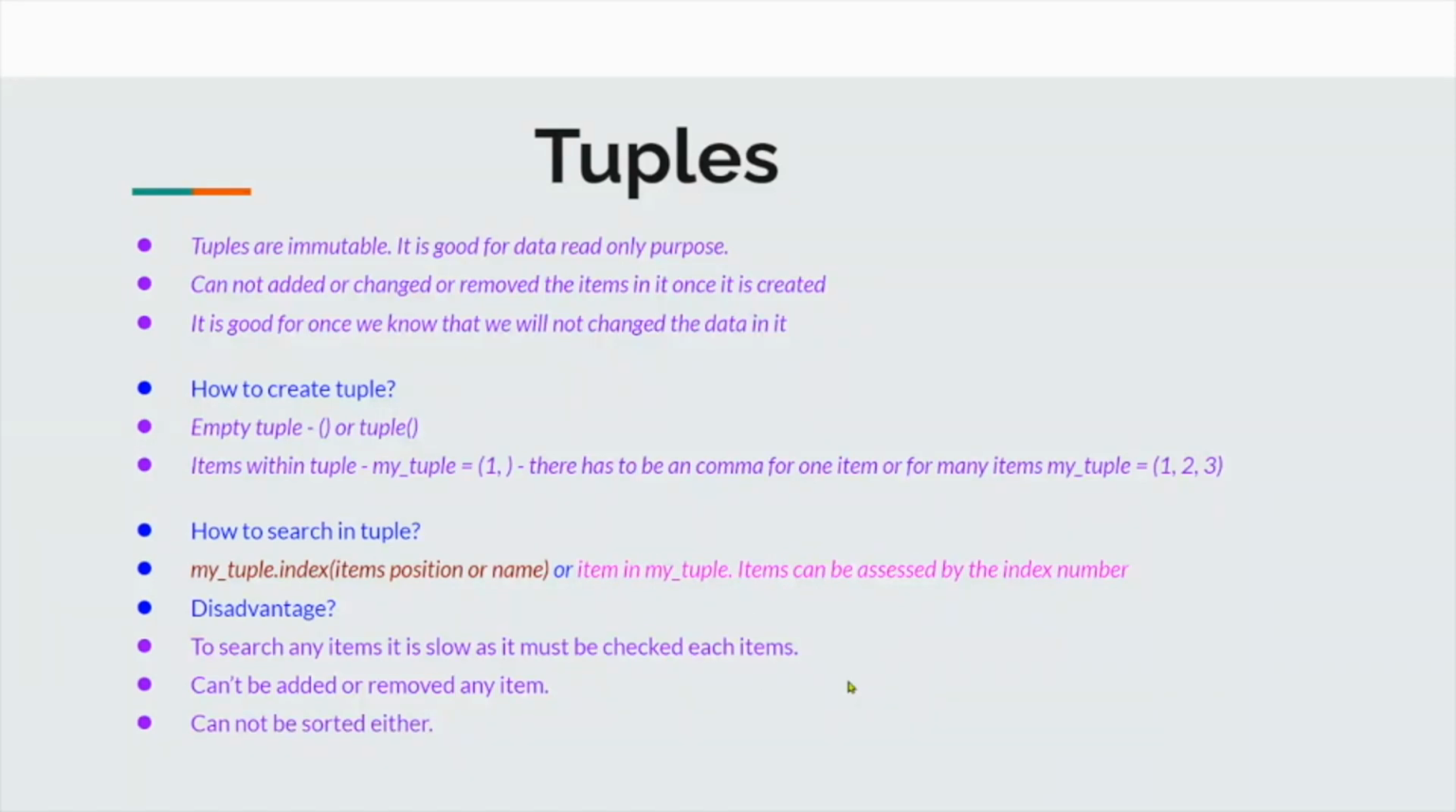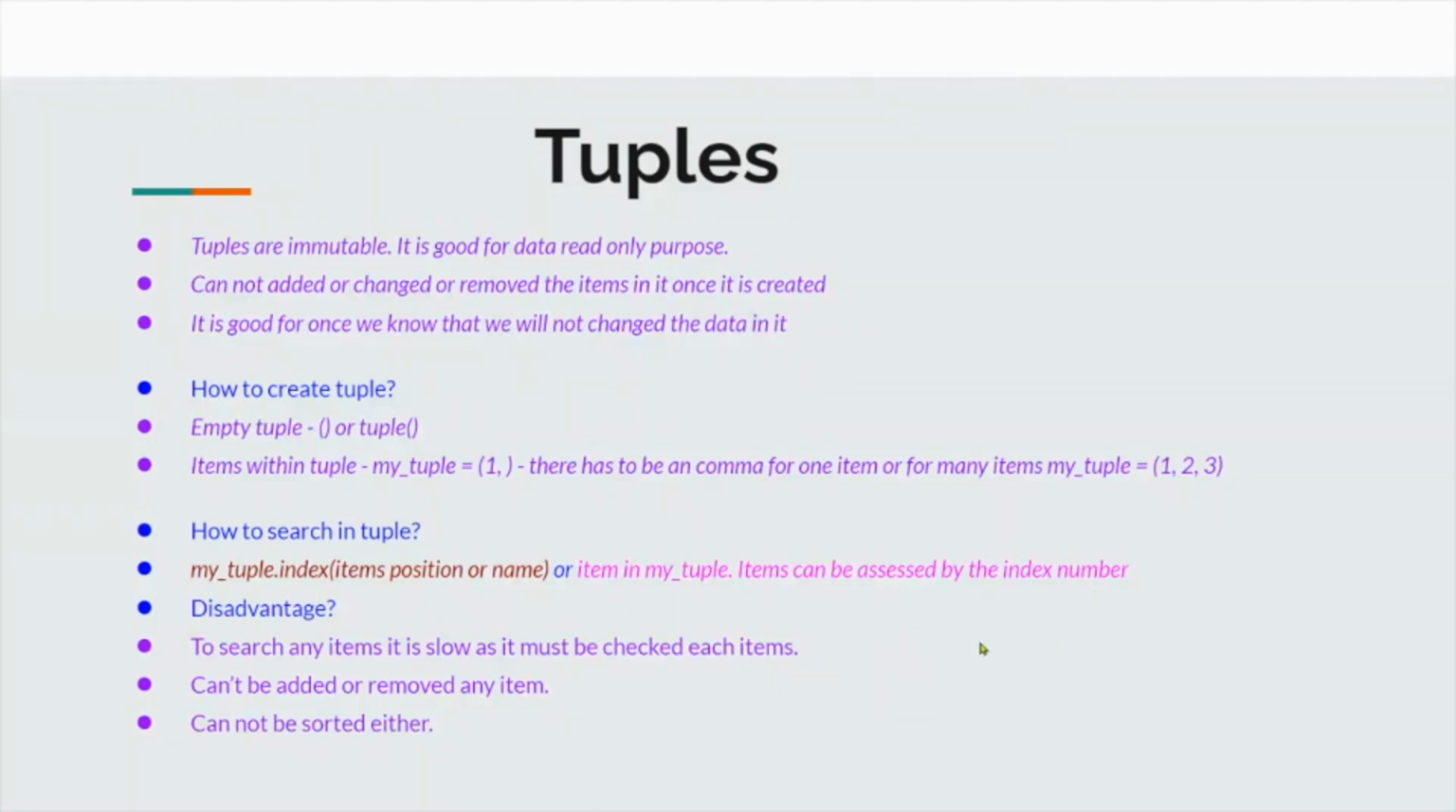What are the disadvantages? It is a bit slow because it has to check every single item, whether it is available or not. Another thing, it cannot be added to or removed from once it has been created, and it cannot be sorted either. With lists you can sort ascending, descending, or reverse, but you cannot do that on tuples.